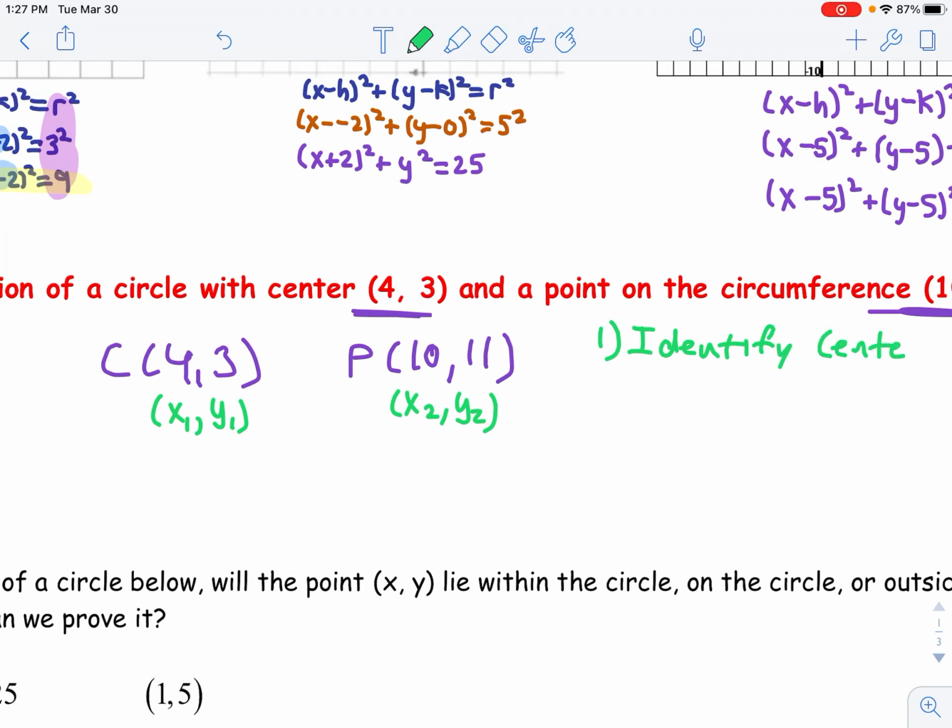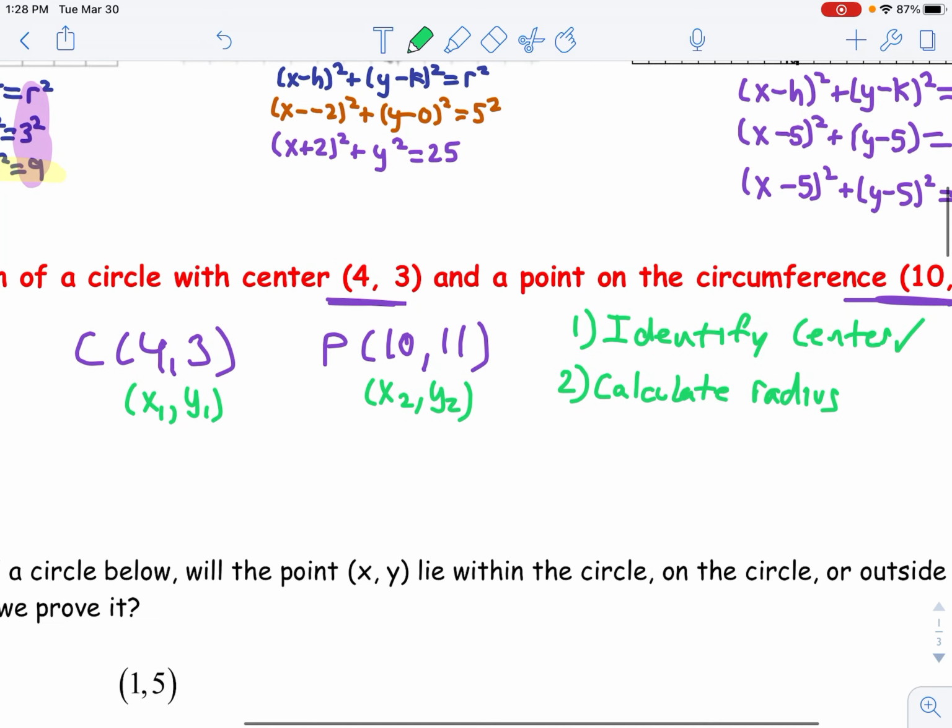Remember, identify center. That's step 1. Well, check. That was pretty easy. It literally told us the center. Step 2 is calculate radius. Now, above was pretty easy. We were fortunate enough to just count. This time we're going to have to use the distance formula.